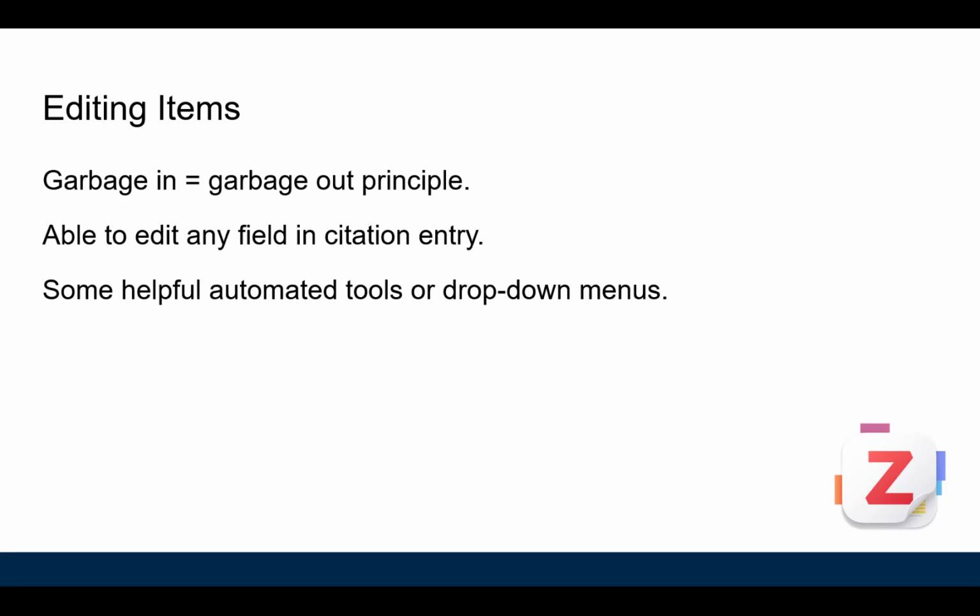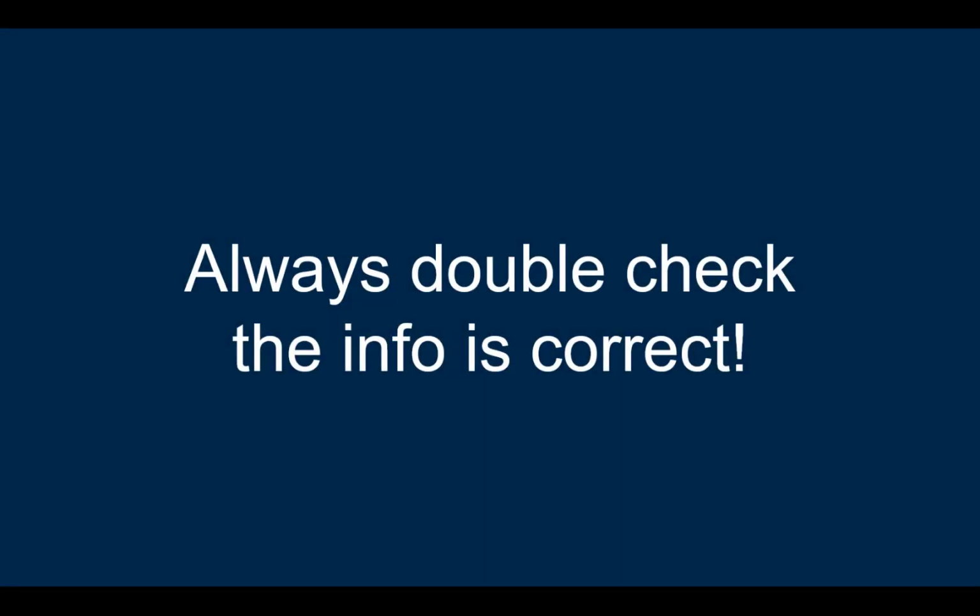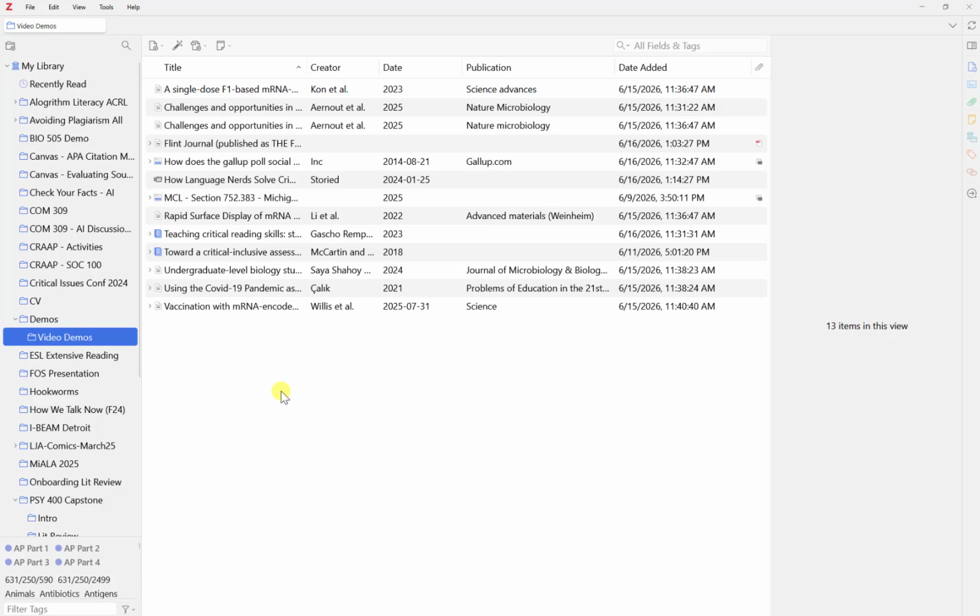So you're able to edit any citation. You can click on the entry line. There are other tools that we'll show you in a second that can help with this. But it is always a good idea to double check that information is correct. Zotero does not verify this information for you. You have to do a little bit of the work yourself. So let's get into checking the citations in my video demos library here in Zotero.